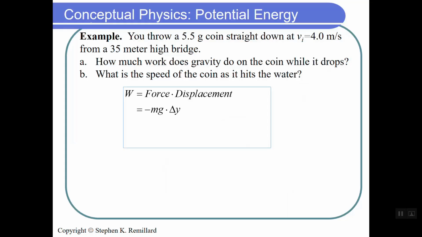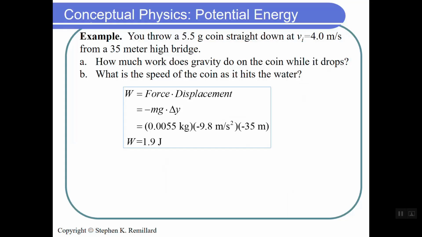So when you drop the rock, it has a force of gravity, which is mg, but it points down, so I'm going to call it minus mg, because the force is downward, it has to be negative. And it has a displacement delta y, which is minus 35 meters. So you can calculate a number.